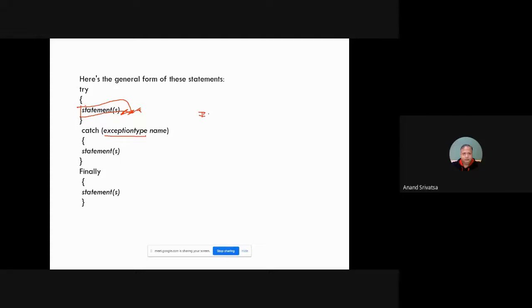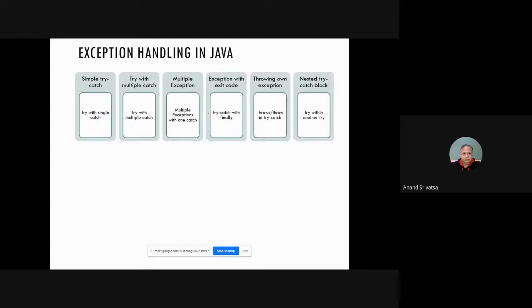There are so many other internal exceptions. There are subclasses of the exception class. We need to catch specific exceptions only. For that to happen, we need to know what those exception classes are. So let's see exception handling in Java.